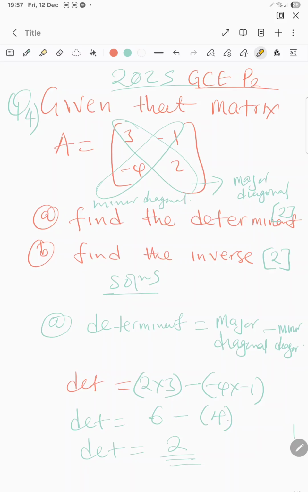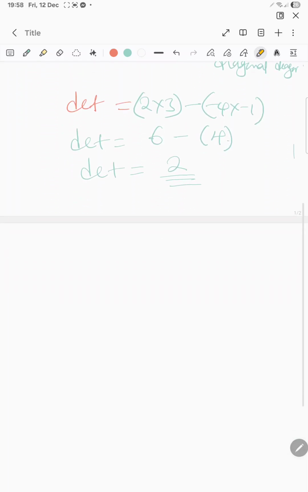All right, having given that foundation for determinant, let's see how we can get the inverse of a matrix. Question B says find the inverse of matrix A, which is also given 2 marks. How do we get the inverse of a matrix? The inverse is given by the symbol A to the power -1. So you say A inverse is equal to 1 over the determinant.